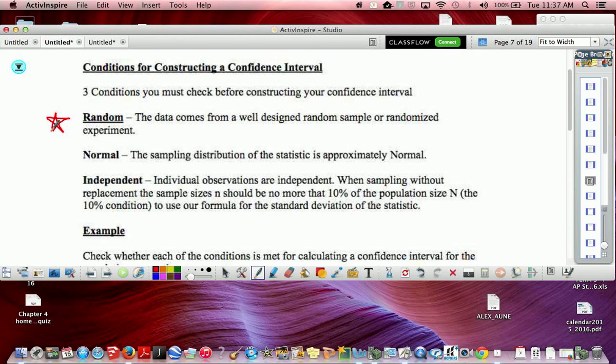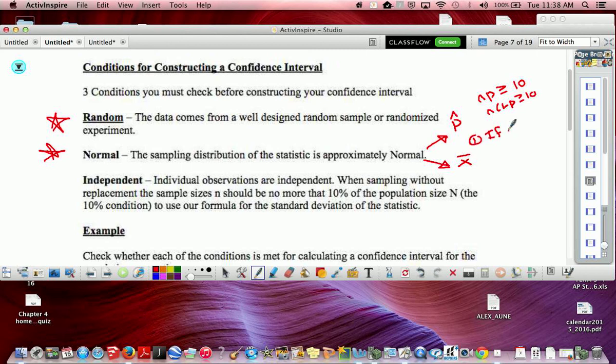The second one, normal. Our sampling distribution of our statistic has to be normal. So this becomes a little more fun because it depends on the statistic. If you're talking about a sampling distribution of a sample proportion, those conditions are where we show that n times p and n times 1 minus p are both greater than or equal to 10. However, if we're talking about a sample mean, there's many things you've got to check.